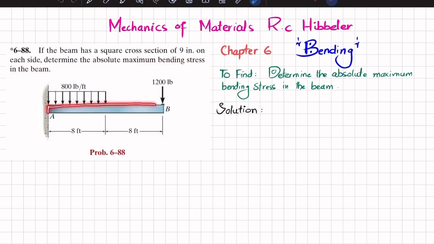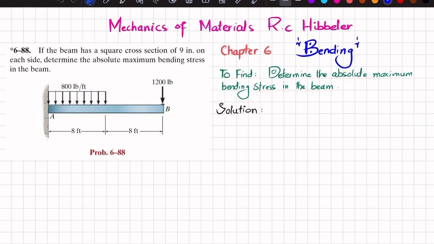You can see this is a cantilever beam, A is fixed, and from A to a length of 8 feet we have a uniformly distributed load, and at point B we have a concentrated load of 1200 pounds. The cross section is a square of 9 inch by 9 inch. So you have to determine the absolute maximum bending stress in the beam.